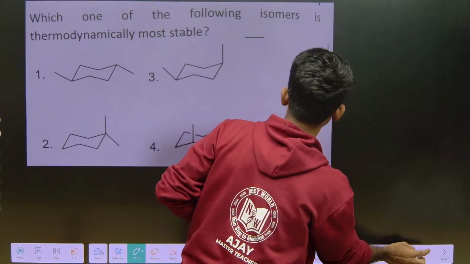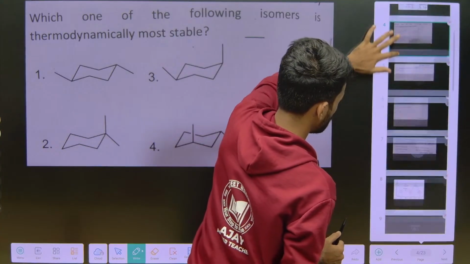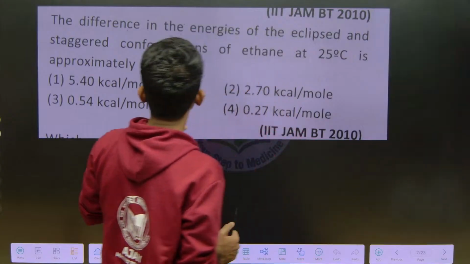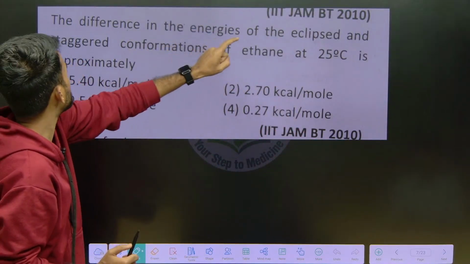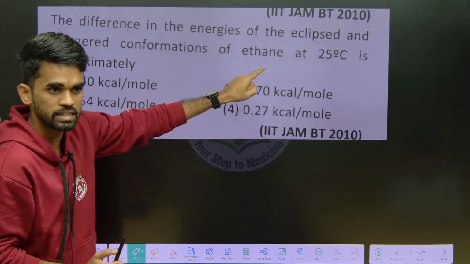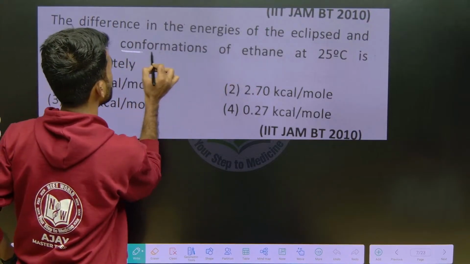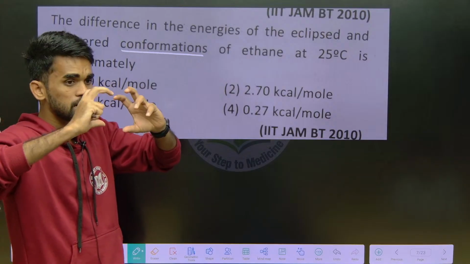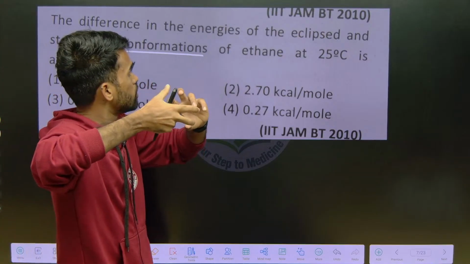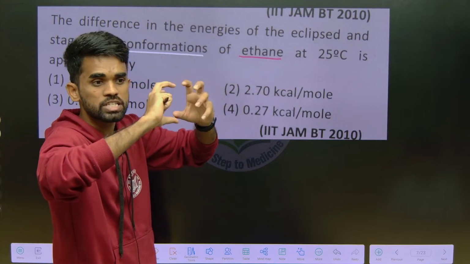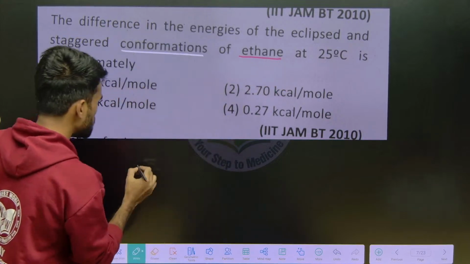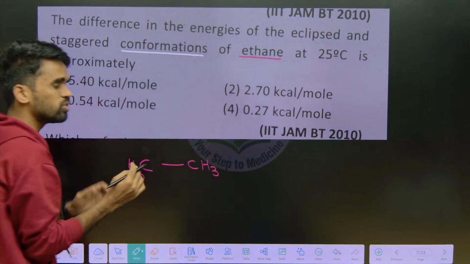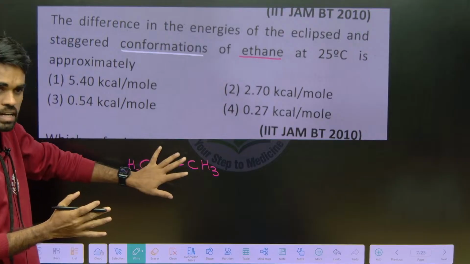Okay, so now look here. There is a question asked: the difference in the energies of eclipsed and staggered conformation of ethane. See the word we have here, conformations. It means those structures are conformers of ethane formed by just rotation of bonds. So ethane means, how can we write? CH3, CH3.